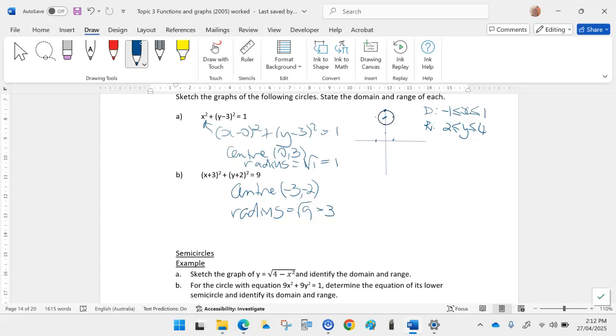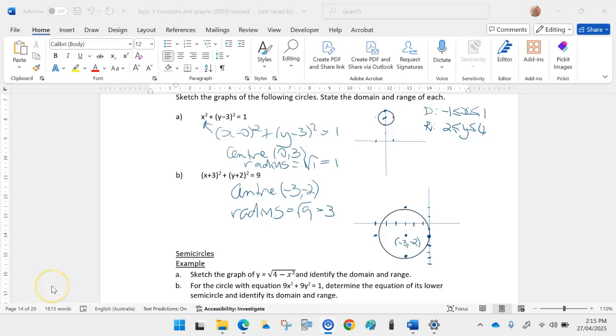Okay, so I've got a center of -3, -2, and a radius of 9. And again, here's my go at a circle with center -3, -2, and a radius of 3. So from that, again, can we work out the domain? Again, the domain over your x values.